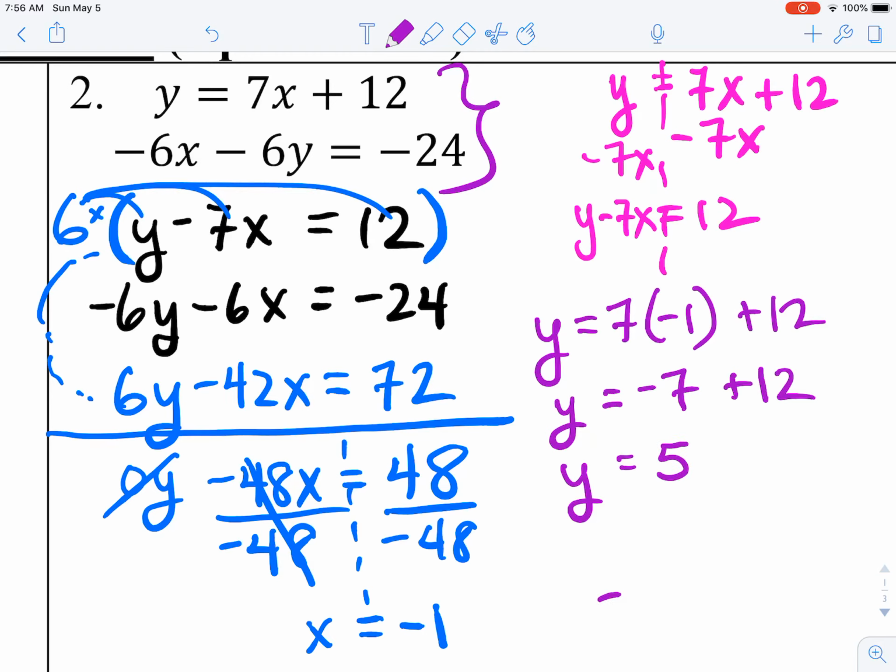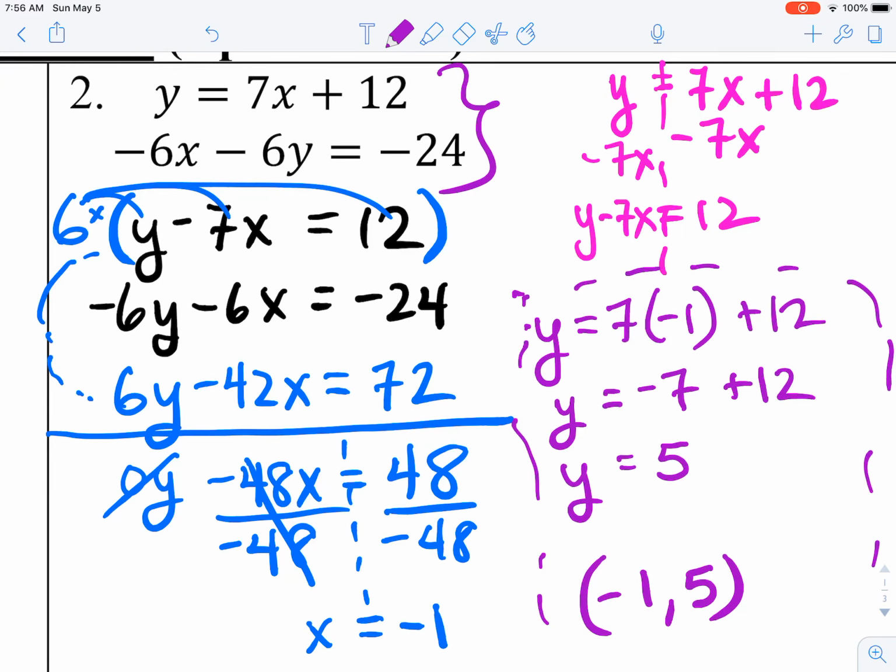So my solution would be negative 1, 5, and if you see, we did a lot of work on that problem. Hopefully it all made sense. In substitution and elimination, this last step here, it's the same, plugging back in the one value that you have. So that's a constant. Substitution and elimination steps are pretty different, but the goal is always the same.